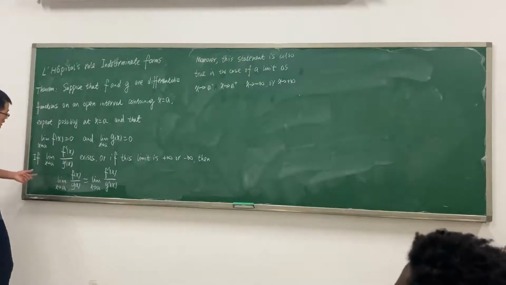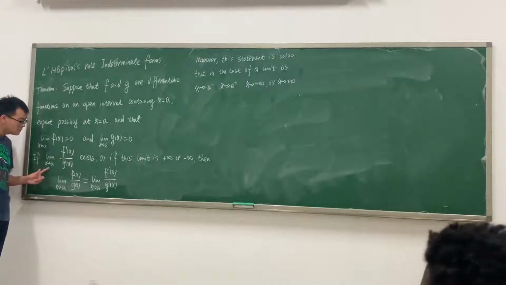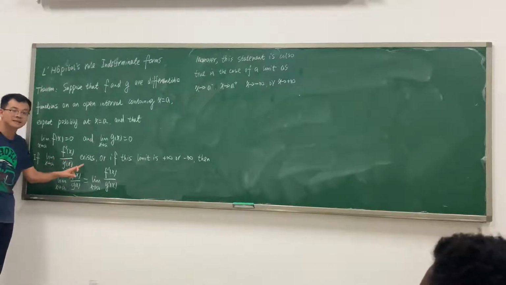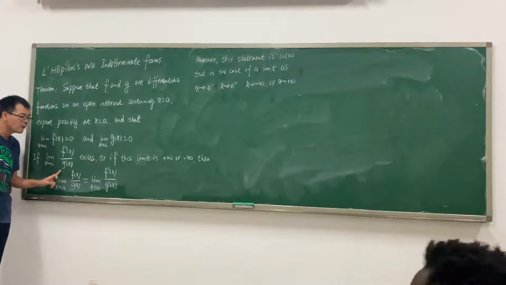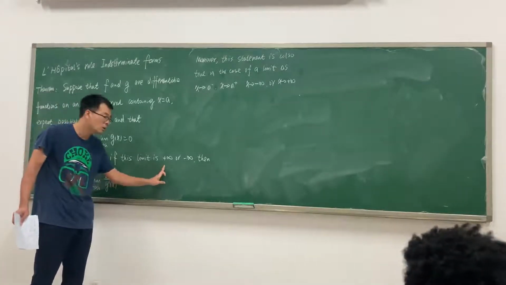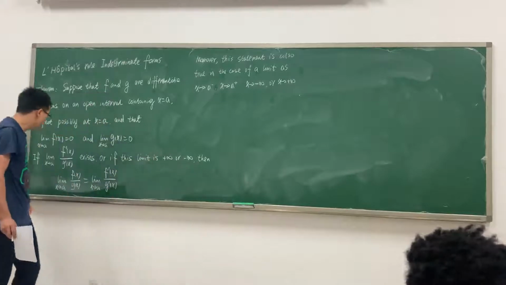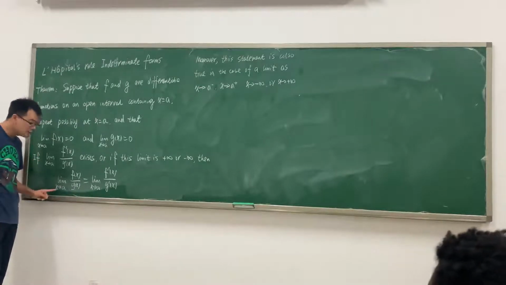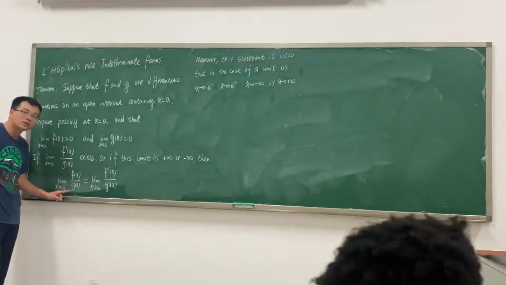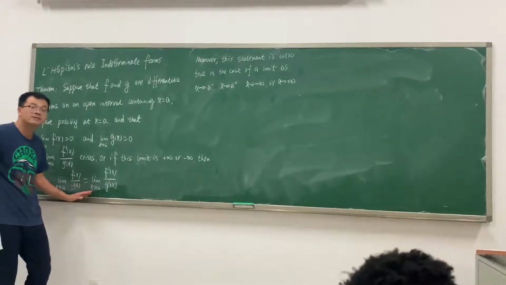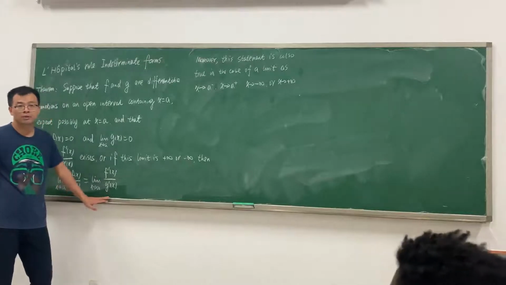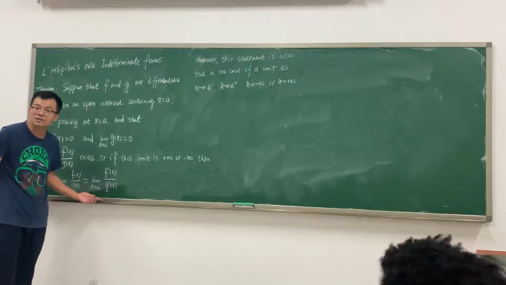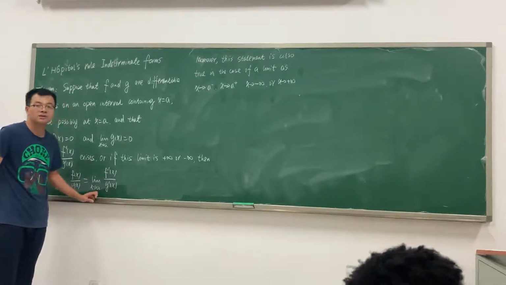Okay? So here, if the limit as x approaches a of f prime divided by g prime exists, or if this limit is plus infinity or minus infinity, then we have this conclusion: the limit as x approaches a of f(x) divided by g(x) is equal to the limit as x approaches a of f prime divided by g prime. So the condition is this limit must exist.